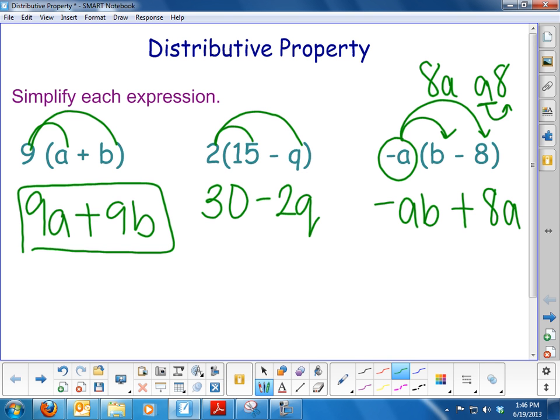Are those like terms? No, they are not, because this has an a and a b. This just has an a. So in order to combine them, my 8a would have to be an 8ab. But it's not, so I leave it alone.